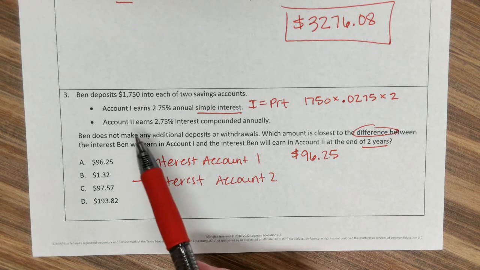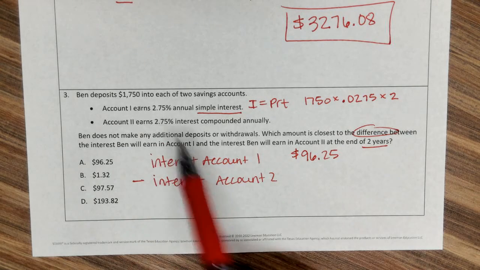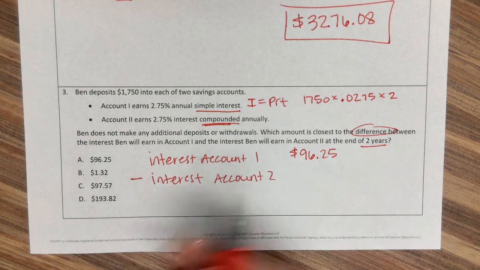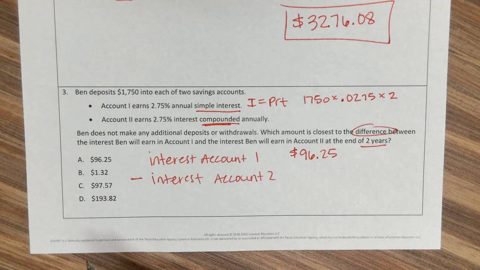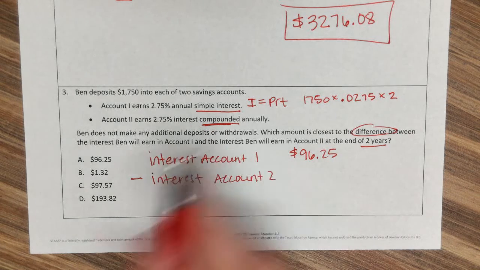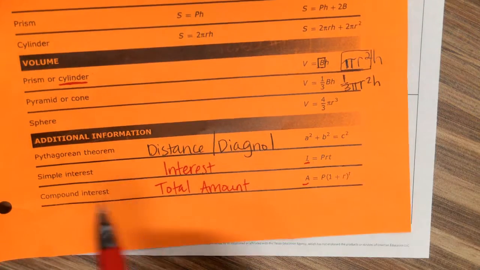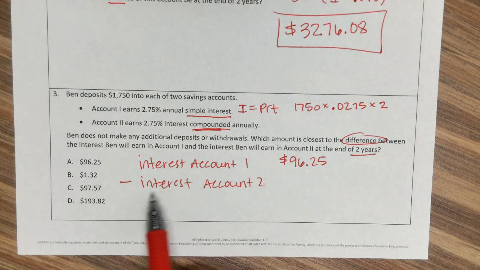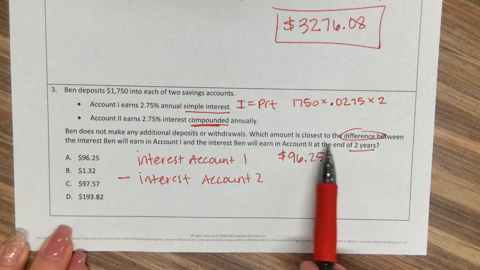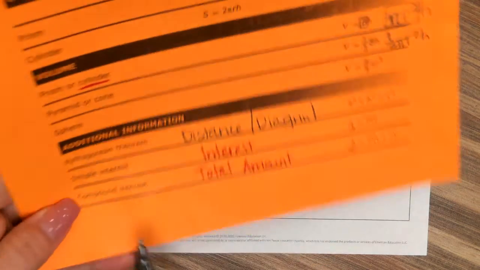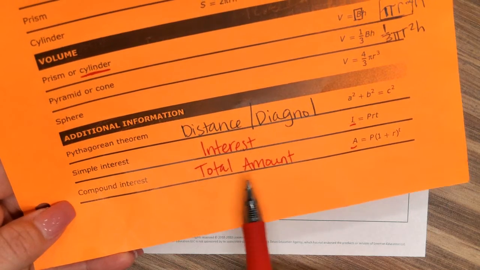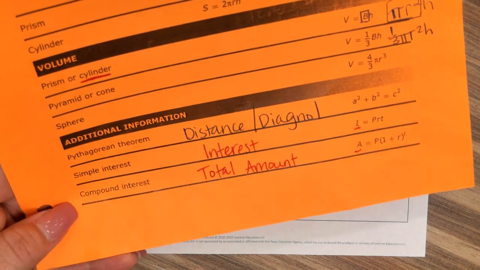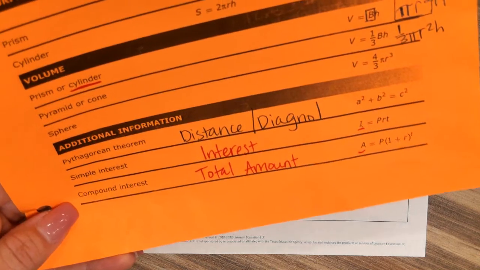Now let's look at account 2. What kind of interest does account 2 earn? Account 2 earns compound interest. Okay, let's go to our star chart. What does compound interest solve for? Is that what we need? No. Guys, what is it asking for? Interest. So, y'all just told me compound interest does not solve for interest. So this formula is not going to give me what I need. I'm going to have to take it a step further.